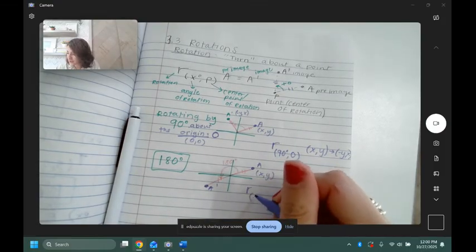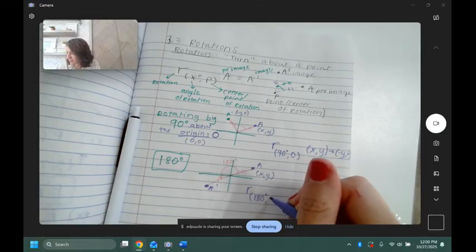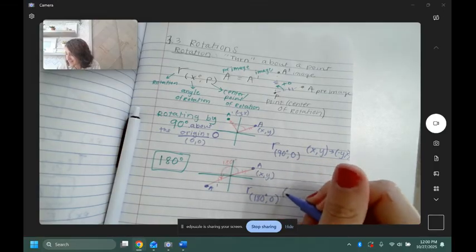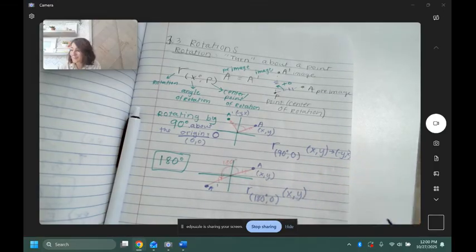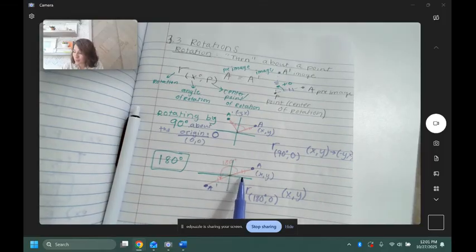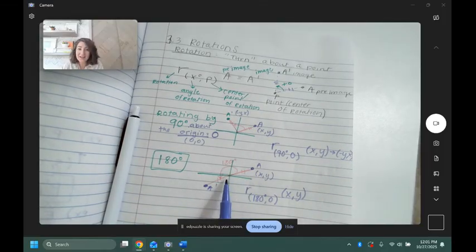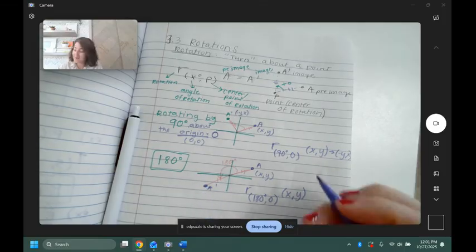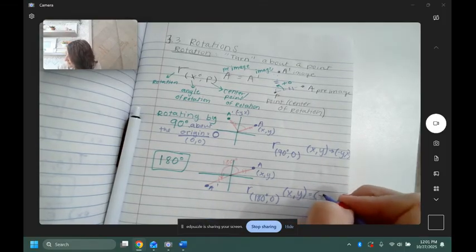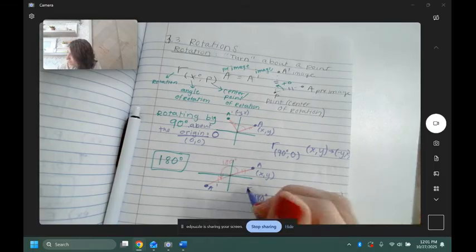The rotation of 180 degrees about the origin: your x, y becomes, so I went over x and up y, now I'm going to go to the left x and down y. Negative x, negative y.